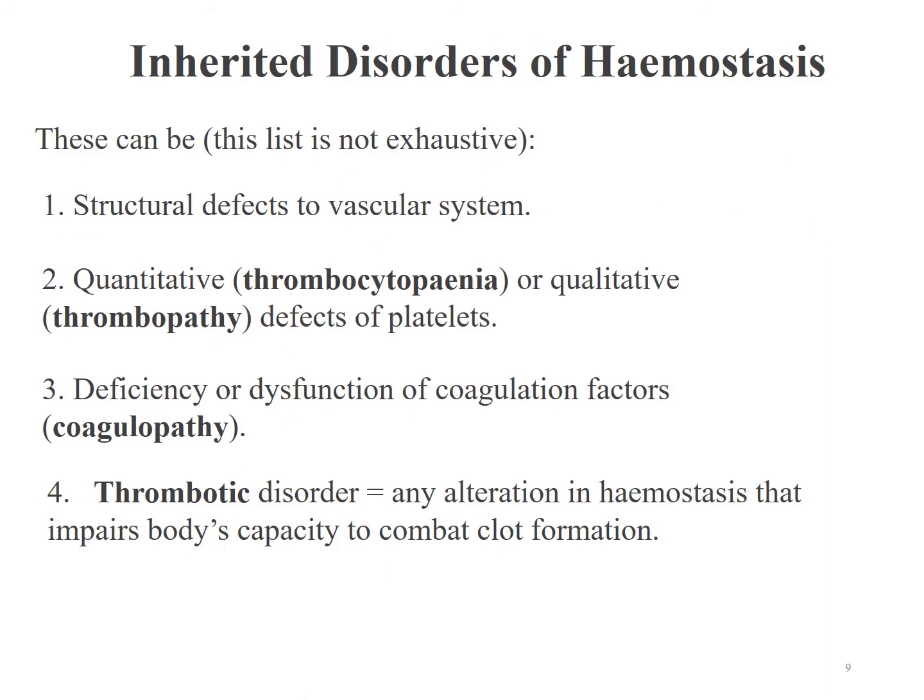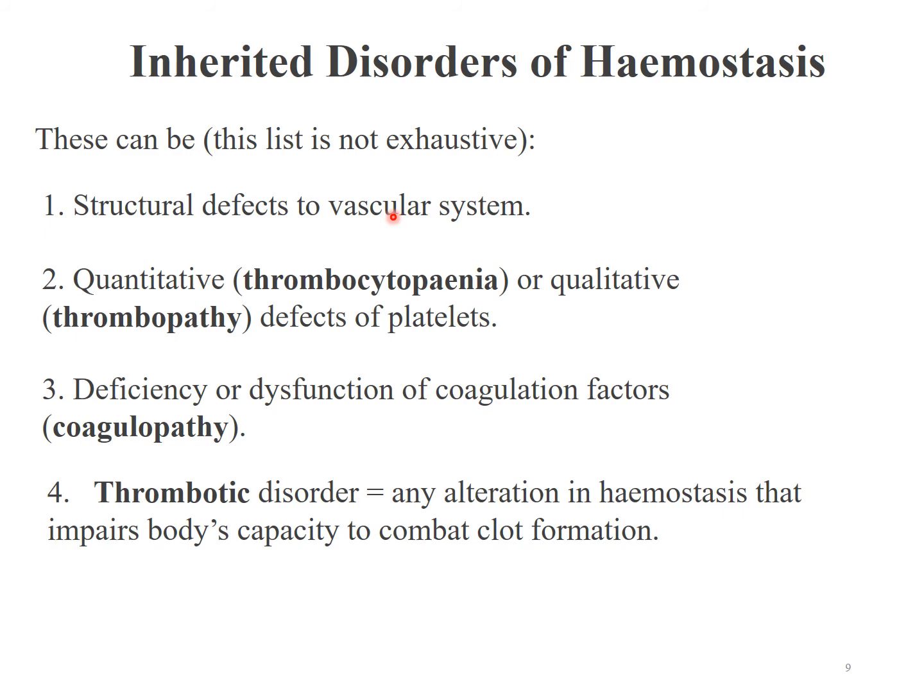And shown here is a list of inherited disorders of hemostasis. And when I say disorders of hemostasis, it has a dual meaning. Number one, it could be problems with triggering blood clotting from happening, or number two, problems with inhibiting blood clotting from happening. So number one, it might be present in the form of a defective vascular system, which means your blood vessels might be born with some defects.